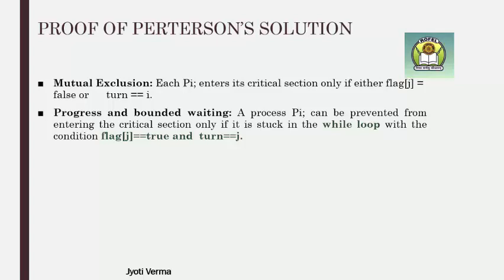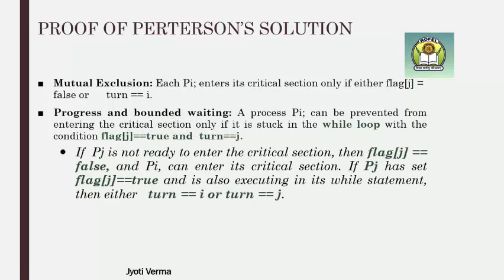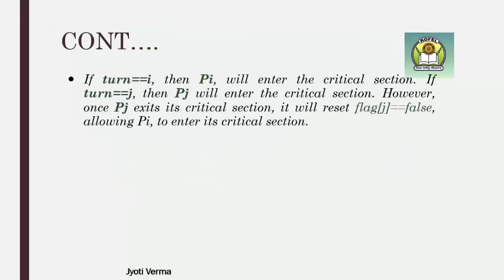That means Pi will not enter the critical section if process Pj is executing in its critical section. If Pj is not ready to enter the critical section, then flag[j] equals false and Pi can enter its critical section. If Pj has set flag[j] equals true and is also executing in its while statement, then either turn equals i or turn equals j. If turn equals i, then Pi will enter the critical section. If turn equals j, then Pj will enter the critical section.